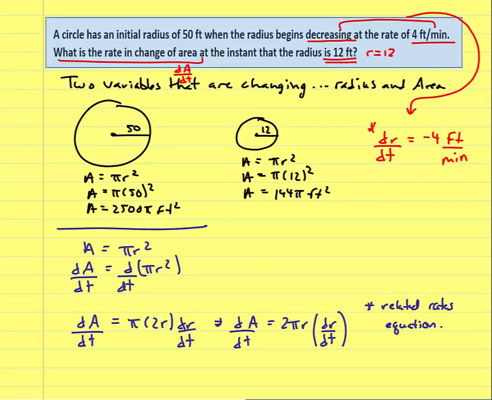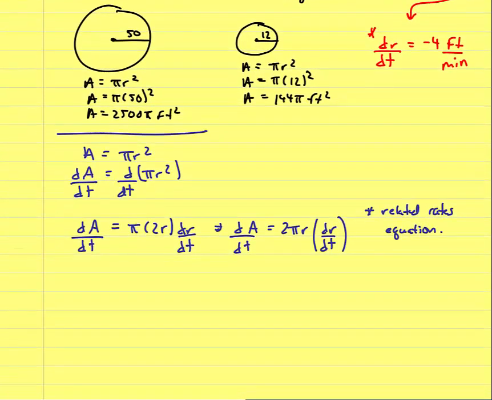Okay, so let's come down here and use our related rate equation. So dA/dt, and that's what we're trying to find from up above, is 2 pi, r is 12, and then dr/dt was -4 feet per minute. Now I just got done saying how important it was to use units, and then I forgot to use them. So let's put in, this should be 12 feet.